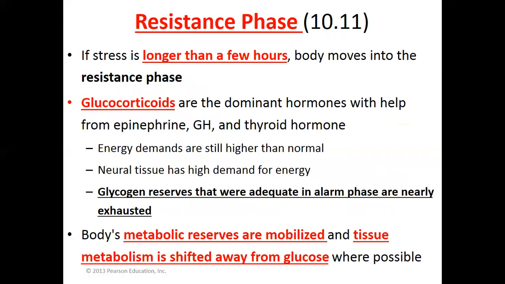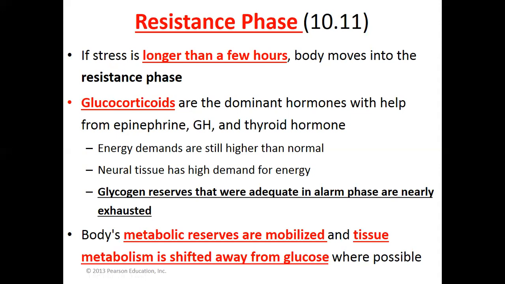The resistance phase lasts a bit longer. It's a few hours, and the body moves into this resistance phase by producing glucocorticoids like cortisol, and that's the dominant hormone with help of epinephrine, growth hormone, and thyroid hormones. And basically what this does is your energy demands are higher than normal. Neural tissue has a high demand for energy in general, and then glycogen reserves that were once adequate in the alarm phase are pretty much exhausted.